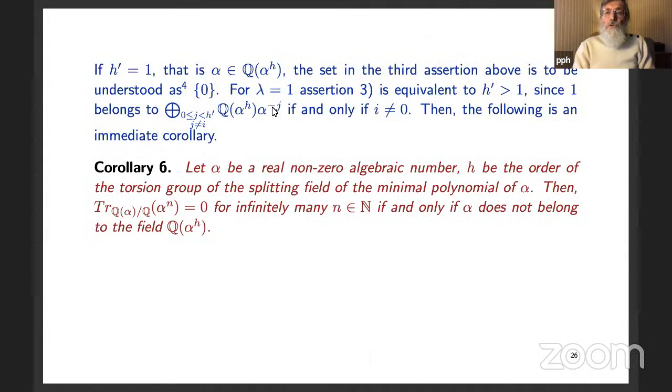Okay, so we have the following corollary, where we take lambda equal 1. We take alpha to be a non-zero real algebraic number, h to be the order of the torsion group of the splitting field of the minimal polynomial of alpha, as before. Then the trace over Q of alpha^n is 0 for infinitely many n if and only if alpha does not belong to the field Q(alpha^h).